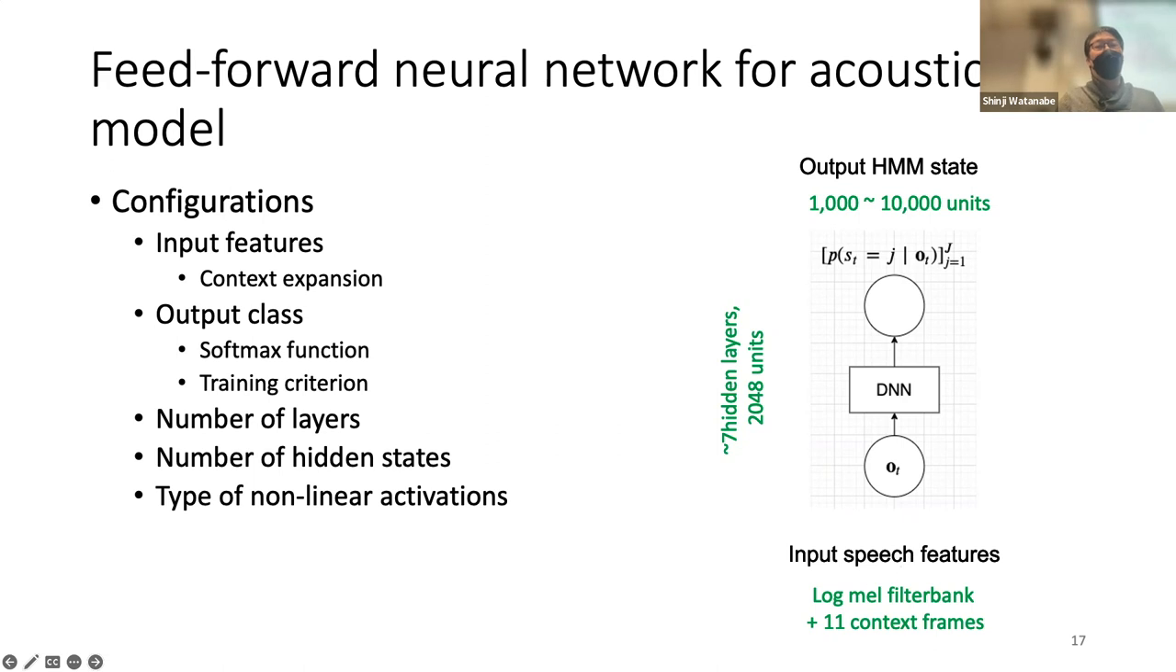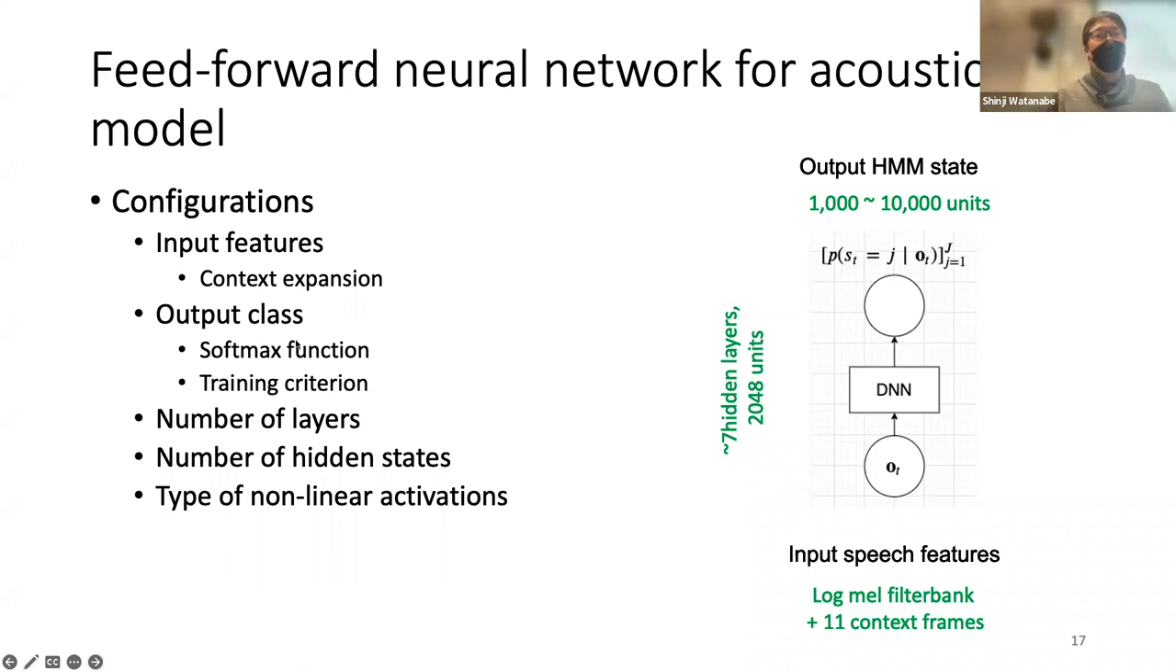It actually defines the input speech features and the output HMM states. The feed-forward neural network has a number of layers and a number of hidden states, and then we have a type of nonlinear activation and so on. I will explain each of the components. But basically, this is the kind of configuration we need to set for the feed-forward neural network architecture. This is already a lot, because compared with Gaussian mixture or HMM, where we basically just specify the number of states and the number of mixture components, it becomes quite a large configuration.